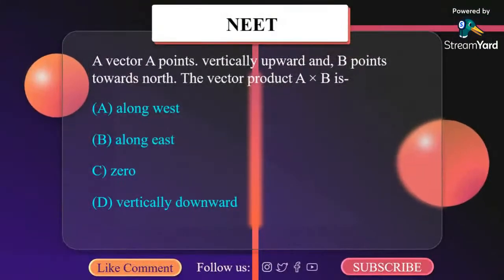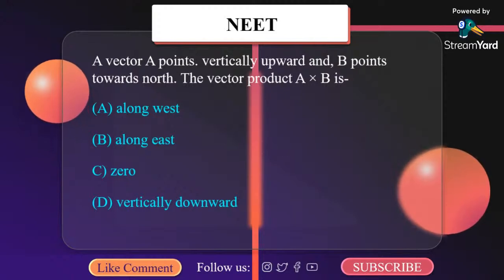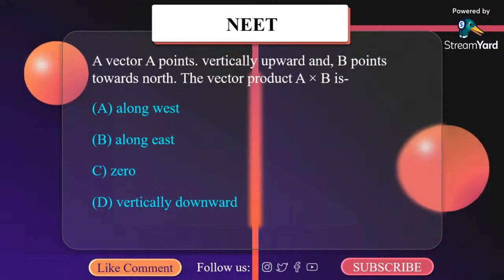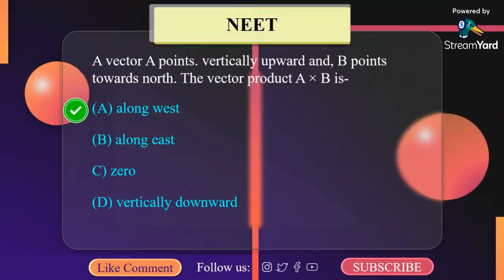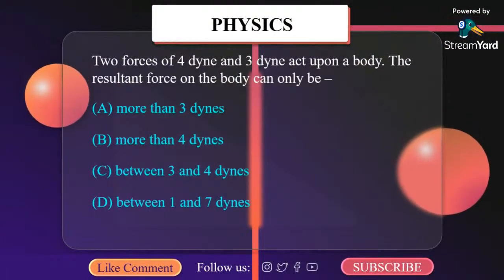A vector A points vertically upwards and B points towards north. This vector A cross B is A along west, B along east, C 0, D vertically downward. It is along west.